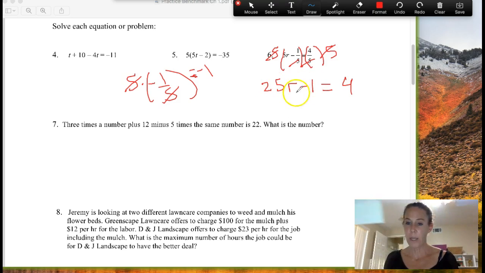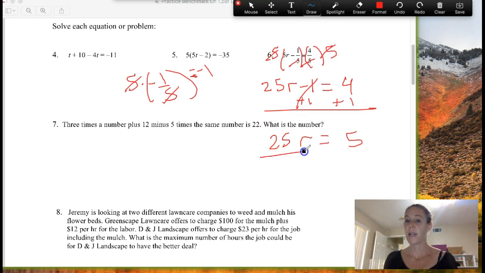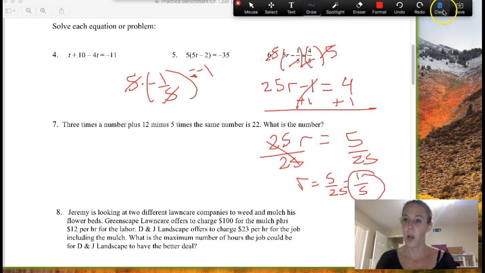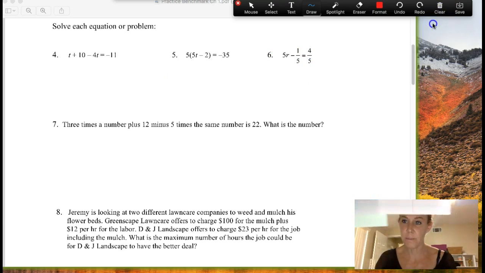Okay, now I can go ahead and solve this. Add 1 to both sides. I get 25r equals 5. Now divide both sides by 25. I'm going to get r equals 5 over 25. Well, this fraction reduces. 5 goes into 5 one time, 5 goes into 25 5 times, and I get the same solution. All right, on to number 7.